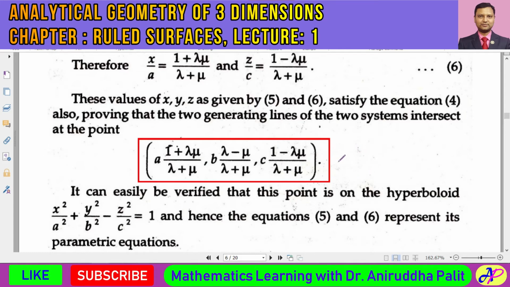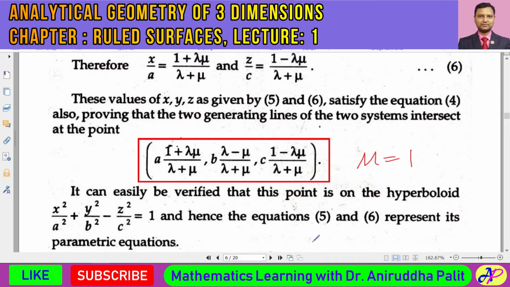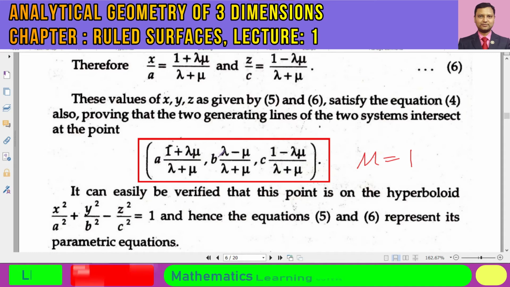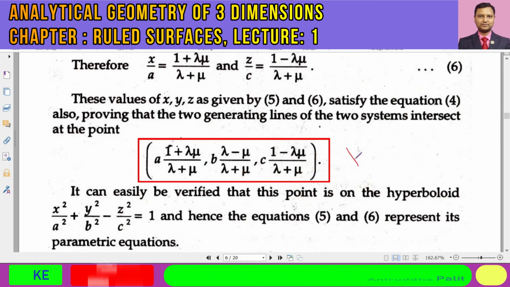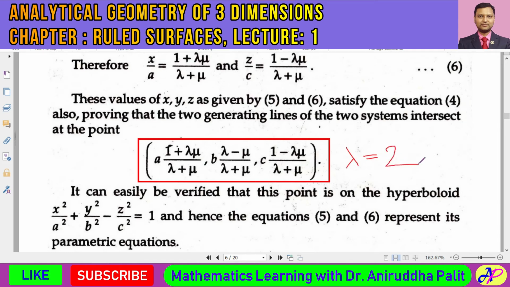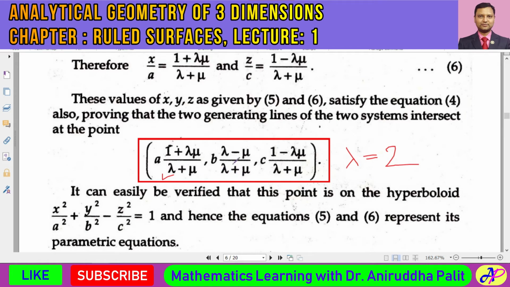in this equation, if you simply put certain definite value of mu, suppose mu is equal to 1, then you will be able to get the parametric equation of lambda system of generator. The first coordinate would be written in terms of lambda, the second one, and similarly the third one would be written in terms of lambda. Similarly, if you put certain value of lambda over here, say lambda is equal to 2, you will get an expression involving mu. This would be the x coordinate, this would be the y coordinate, and this would be the z coordinate involving mu. So you will get a parametric form of the mu system of generators.